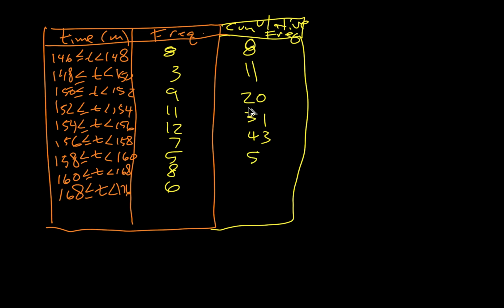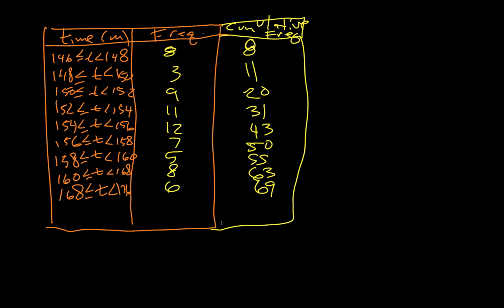Whoops, I'm getting off a little bit. Okay, so this is 20. And then this would be 31. This would be 43. This would be 50. Once again, I'm just adding. So the next one, 50 plus 5, 55. 55 plus 8, 63. 63 plus 6 is 69. Okay, so that's all we have to do for cumulative frequency.